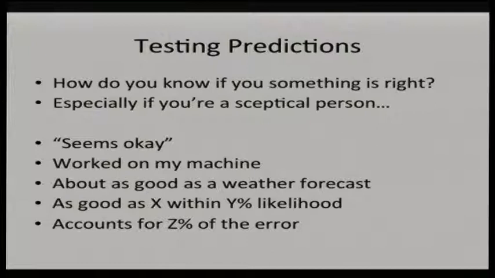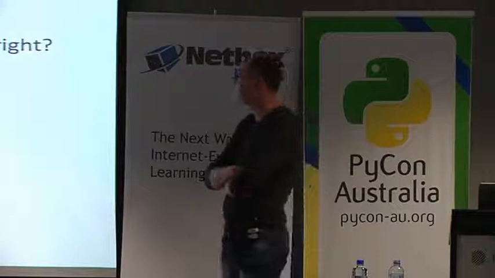Okay, so how do you know if something that you've done is right? How do we know that 90% or that 98% is a good result? How do we know that you're going to be able to get that result again in future? How do you know how to explain to your boss whether something has performed well?